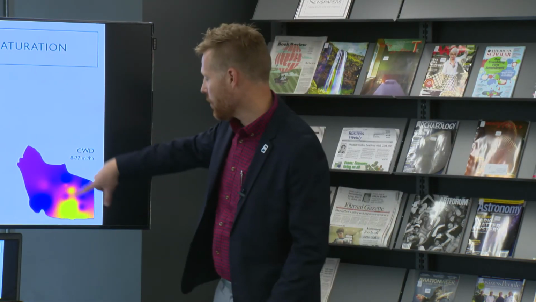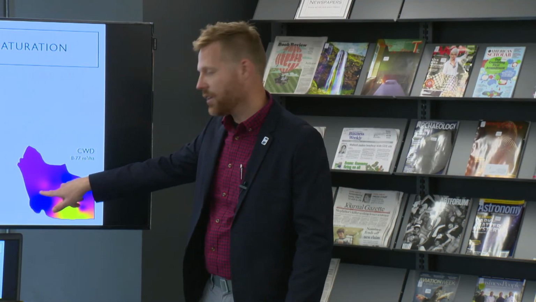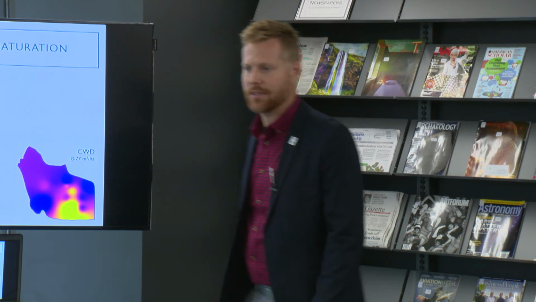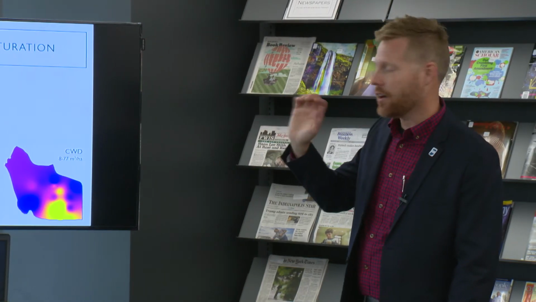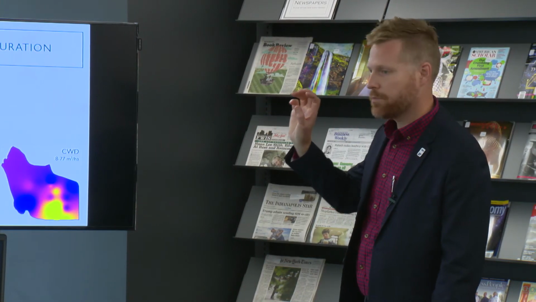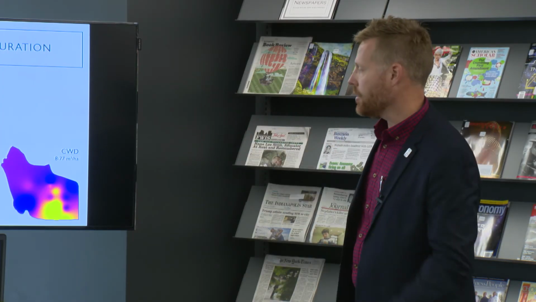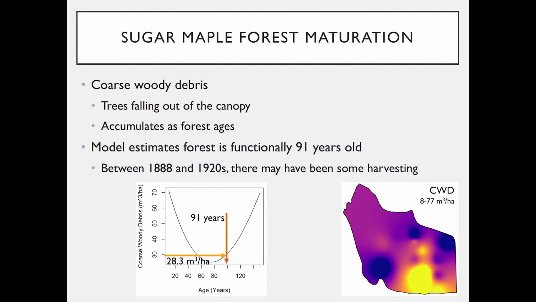And so in the coarse woody debris interpolation, we see a high value here. Again, this is where that creek is, and that plot would have had low coarse woody debris just because we had fewer trees in that area. The interesting thing is there are models that exist using coarse woody debris and age relationships to try and understand the accumulation of coarse woody debris. We ended up calculating about 28 meters cubed per hectare of coarse woody debris in the forest, which crosses the line in two places.